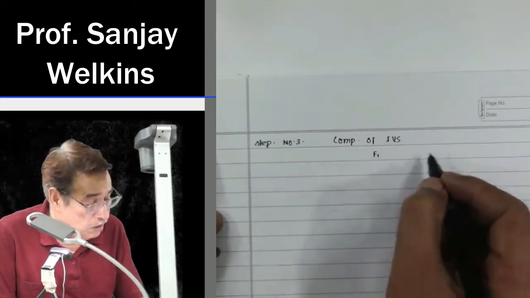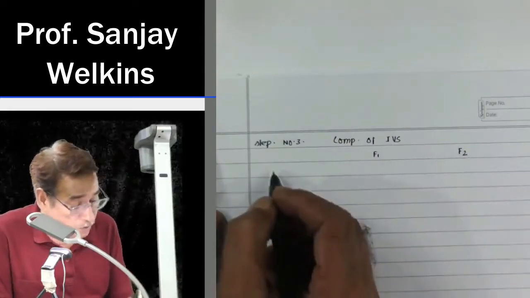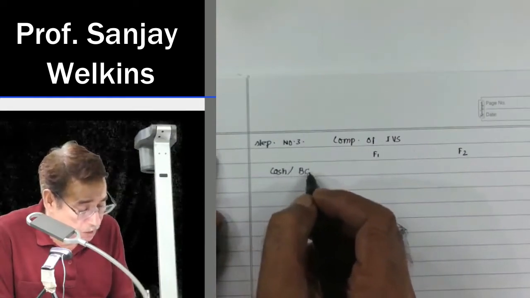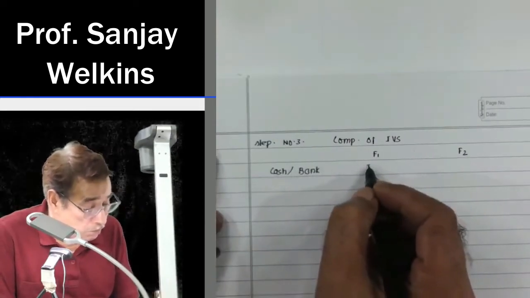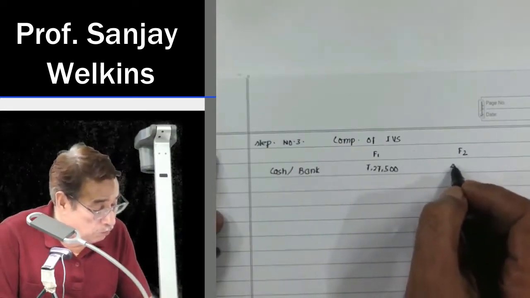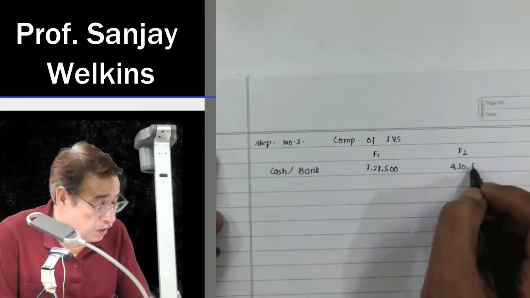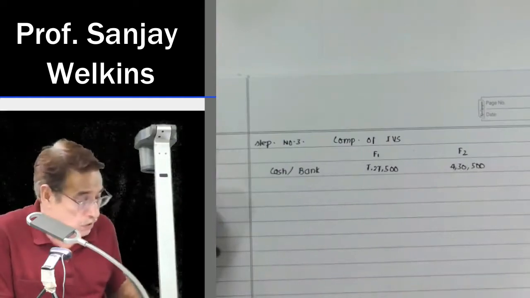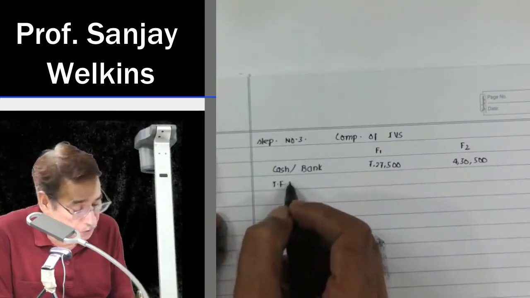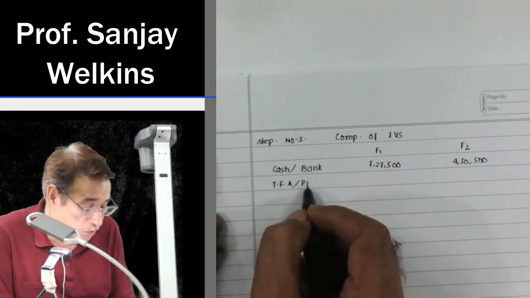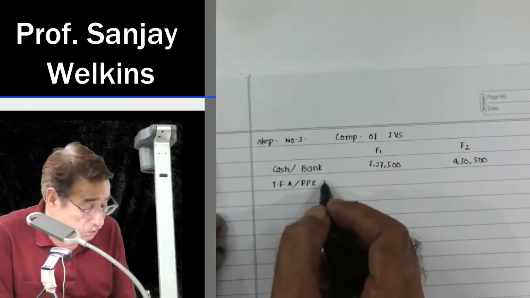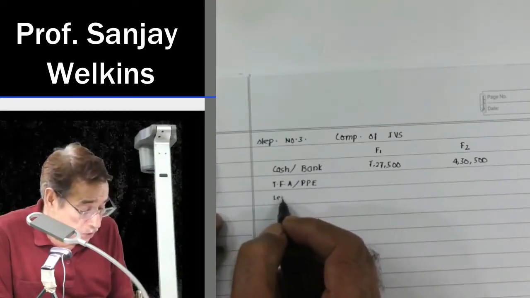One is F1, another one is F2. First of all, I write here cash balances, cash bank, whatever it is, as per step number 2. We computed 7,27,500 is the balance of F1 Limited and 4,30,500 is the balance of F2 Limited. Now all we have to do is to look into their balance sheet. In the balance sheet, we have been given tangible fixed asset, or simply you can write property, plant and equipment. Correct? Less depreciation.